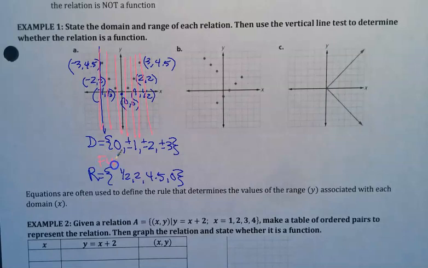So I'm going to write in here in between. So we have a function. So remember, it's a relation and a function, right? Function is more specific. It's like, oh yeah, you're a relation, but you're also a function. Okay. B then.